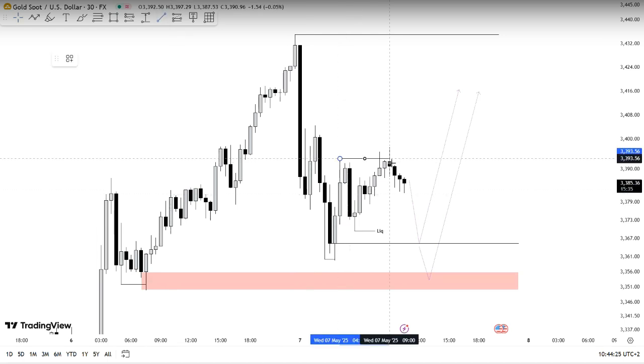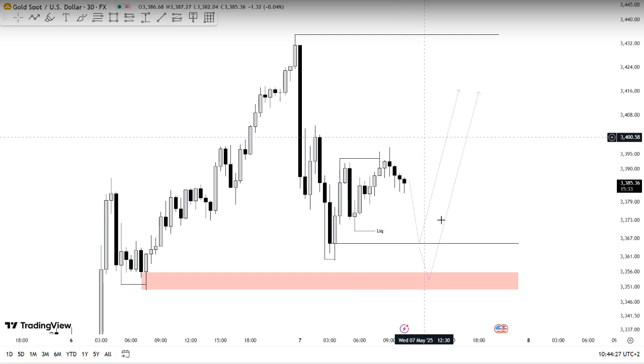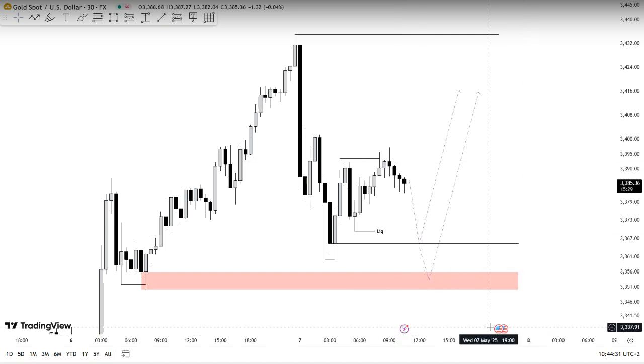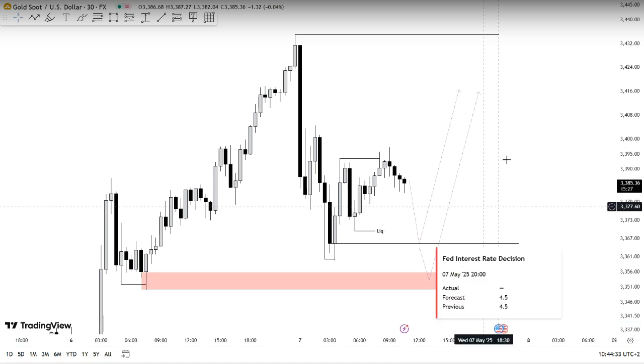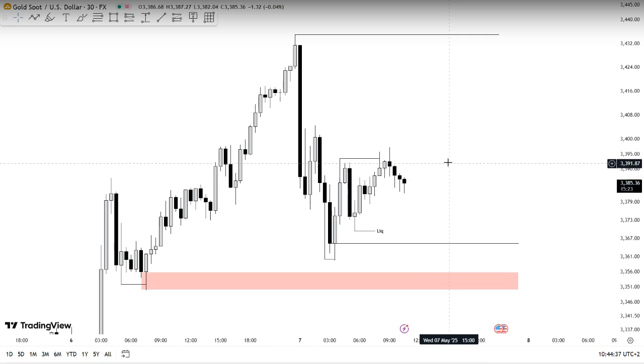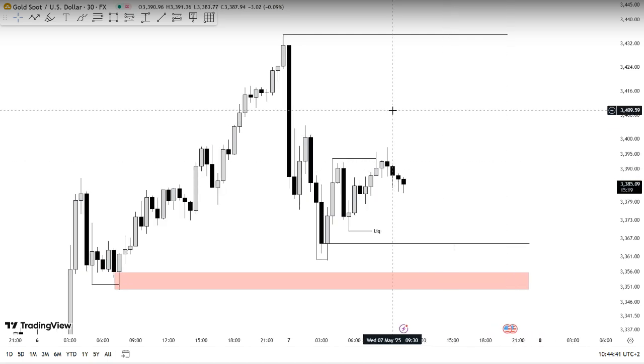Let's see why price ended up trading low. Remember the news somewhere around here. It's Fed interest rate, at what time? Around 8 p.m. my time. So there's still a lot of time for us to prepare for the move.